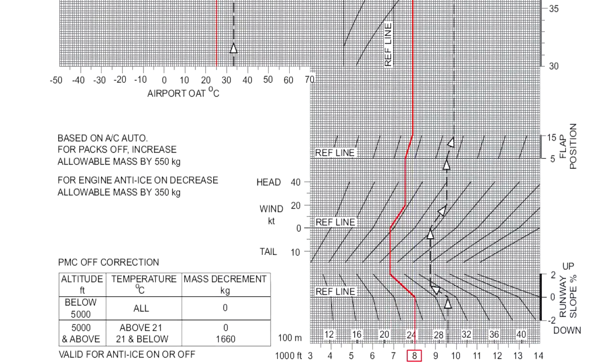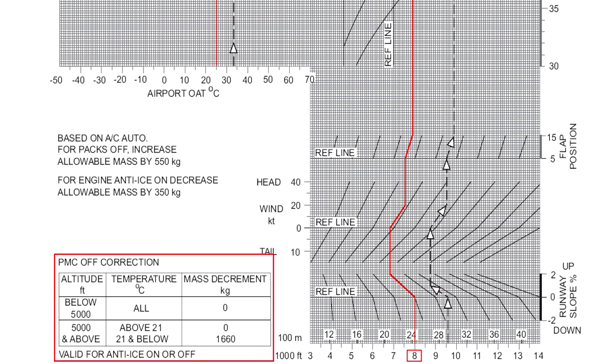Examine some of the information in the bottom left-hand side of the graph. It states that the graph is based upon the air conditioning packs being on automatic. Therefore, if these are off, there will be more thrust available and the field limit mass may be increased by 550 kilograms. Beneath this is the correction for anti-ice. If the engine anti-ice is on, then the allowable mass has to be decreased by 350 kilograms.